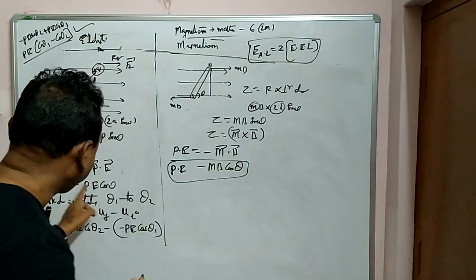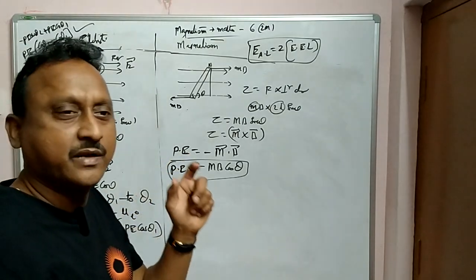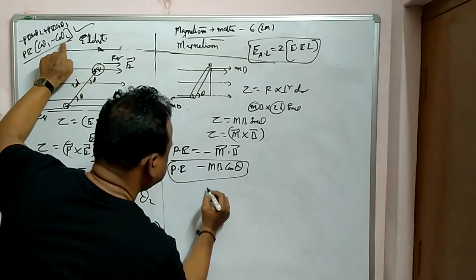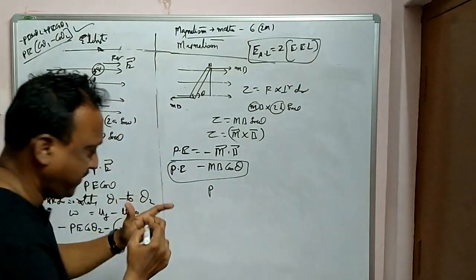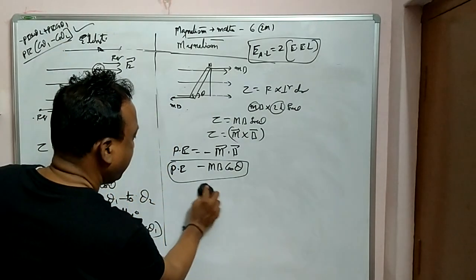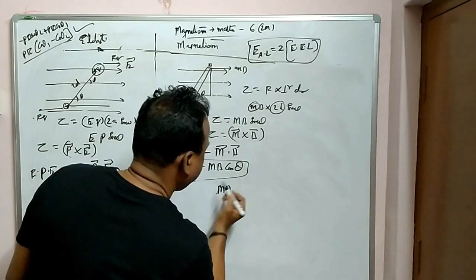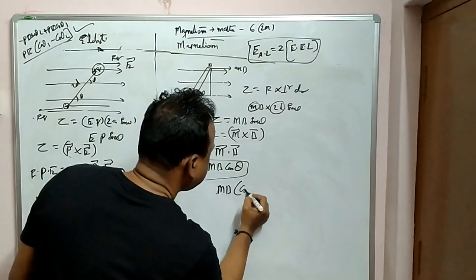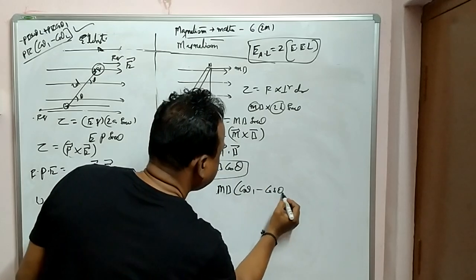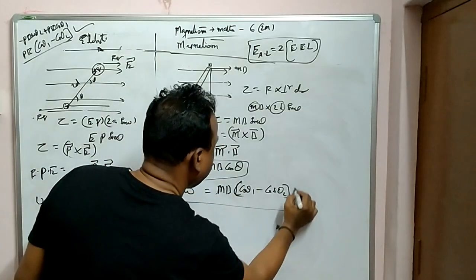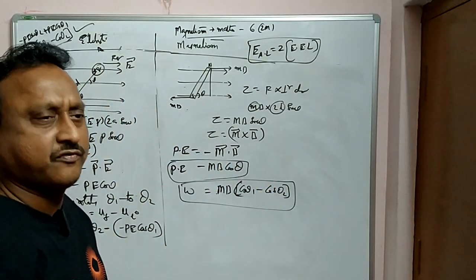You can use this formula as the work done in rotating from theta 1 to theta 2. Either you can use minus PE cos theta, or U final minus U initial. The same thing applies here with magnetism: MB, magnetic moment into B, cos theta 1 minus cos theta 2. This is the work done in rotating the bar magnet from initial to final position.